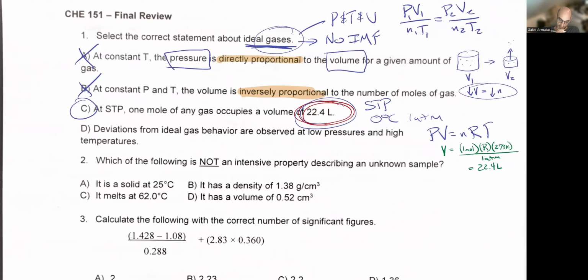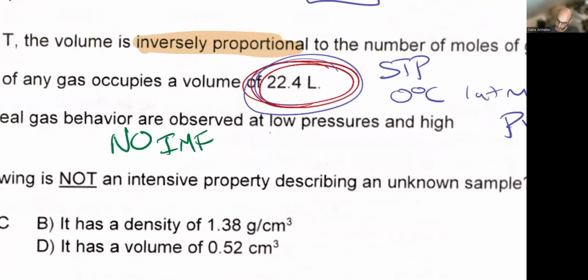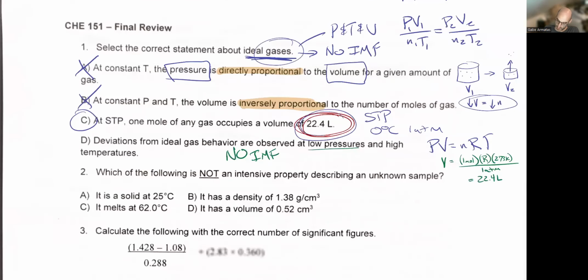All right. And finally, deviations from ideal gas behavior. Let's make sure that we're answering correctly here. Deviations from ideal gas behavior are observed at low pressure and high temperature. So again, ideal gas behavior means no intermolecular forces. That's what makes it an ideal gas. So do we expect to see that at low pressures and high temperatures?